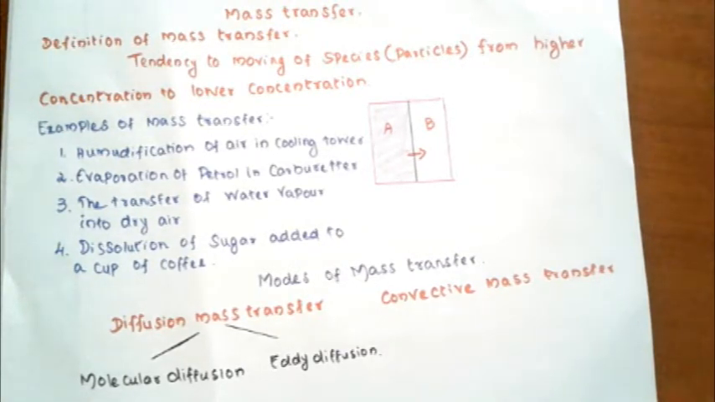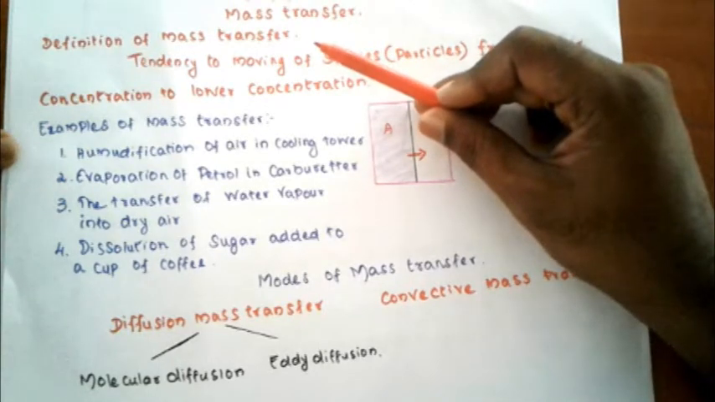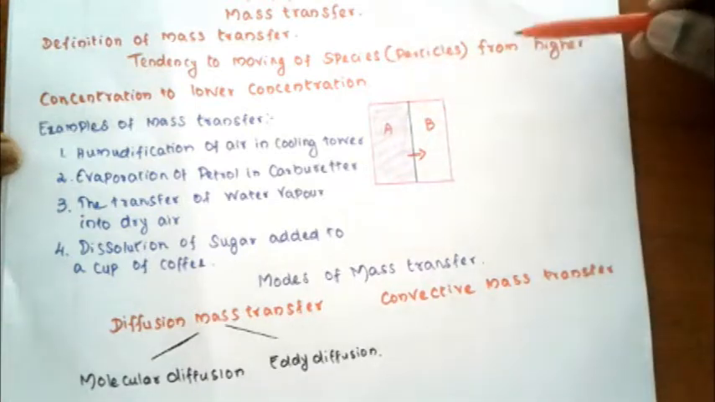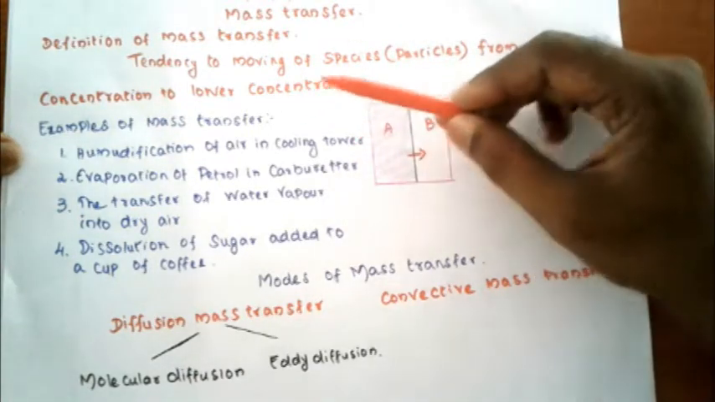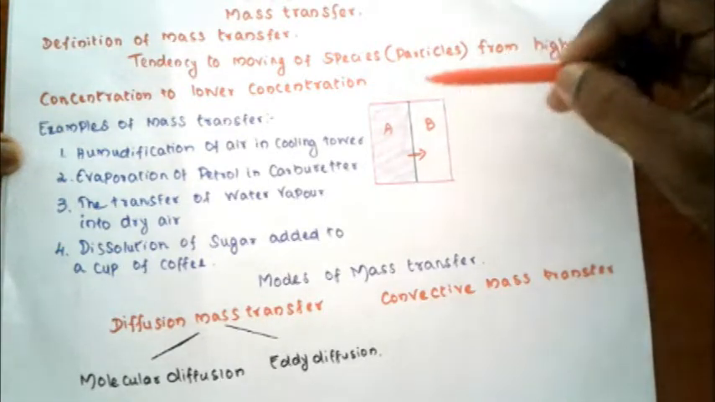Students, we are going to see what is meant by mass transfer. Let's have a look at the definition of mass transfer. It is a tendency of species to move from higher concentration to lower concentration. This phenomenon is called mass transfer. We have an example here.